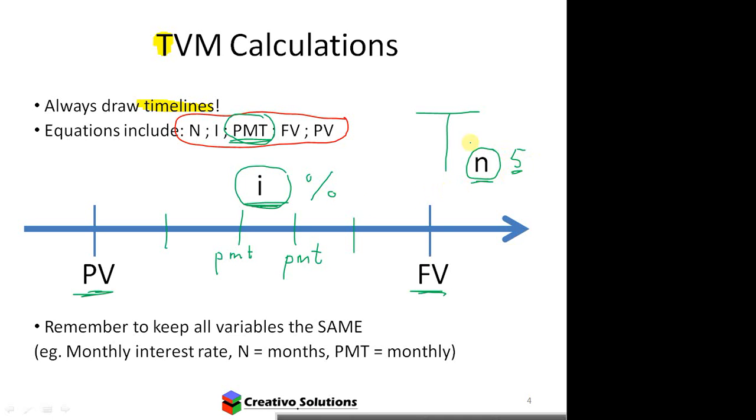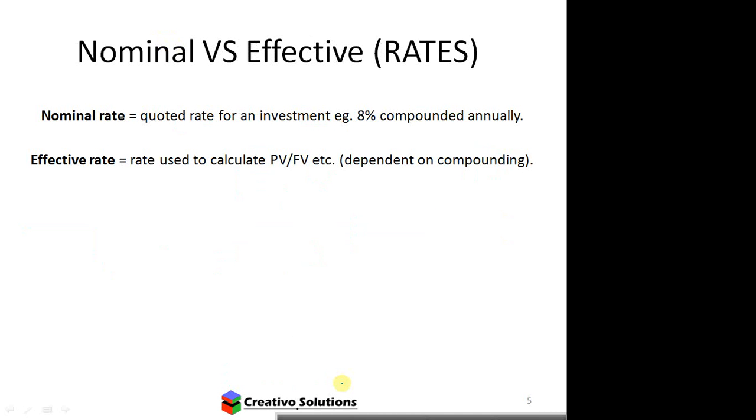No, I can't use years with months because I need to keep everything the same. So I need to have a monthly rate with number of months. So 5 years would be 60 months. You need to keep all the variables the same: years with years, months with months, quarters with quarters. Here's your note about nominal and effective.